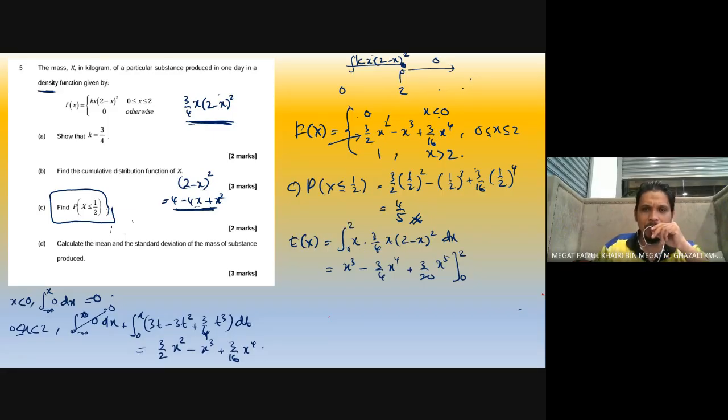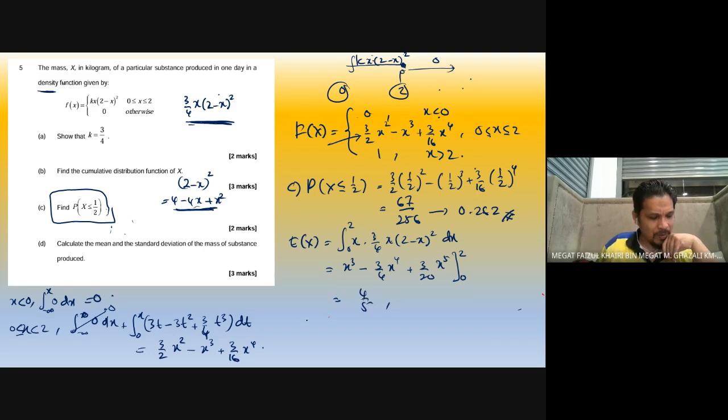From 0 until 2, because we have 0 until 2 here, and this one is going to give you... wait a minute guys, because I made a mistake here. For this one, it's not 4 over 5. This is 67 over 256, or in decimal, 4.262. Okay, so for this one is 4 over 5.